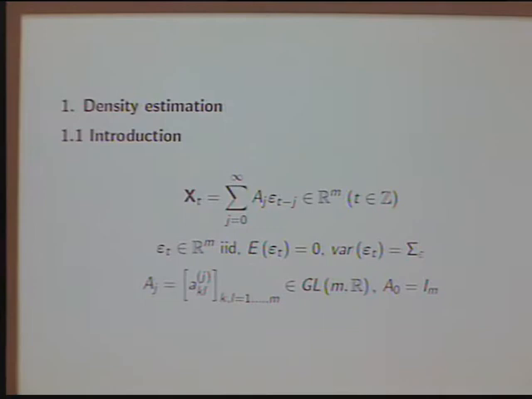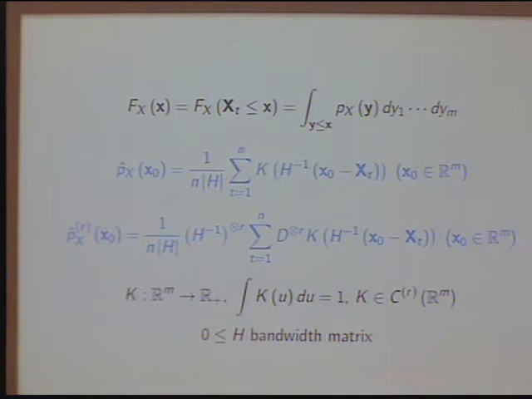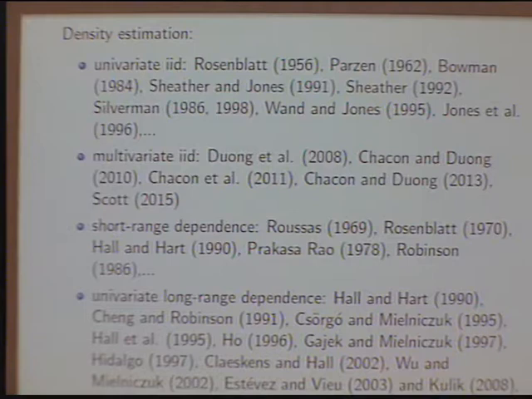This is just notation. We will denote by fx the marginal distribution of the process. And then we will also need derivatives. p hat is the kernel estimator of the density, and we will need multivariate derivatives. That will be denoted by p hat r. And so we use a normal kernel estimation.